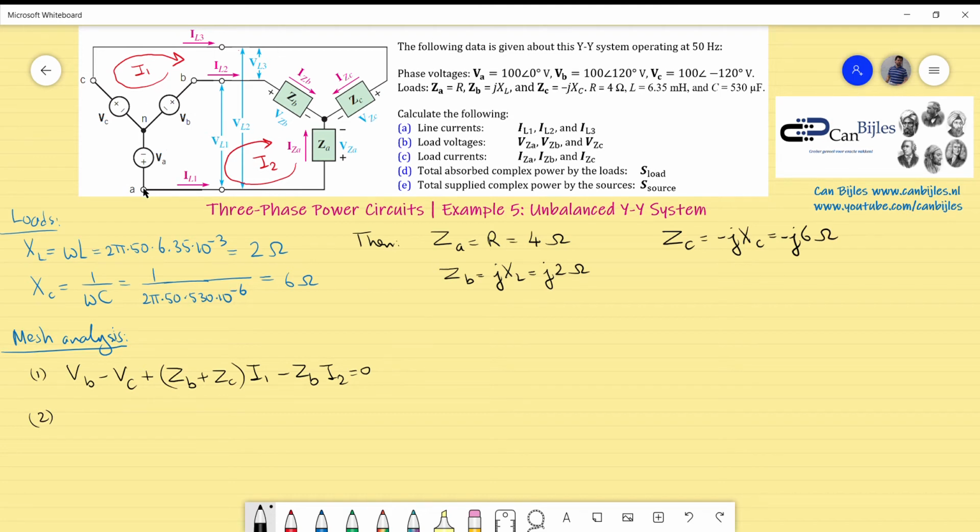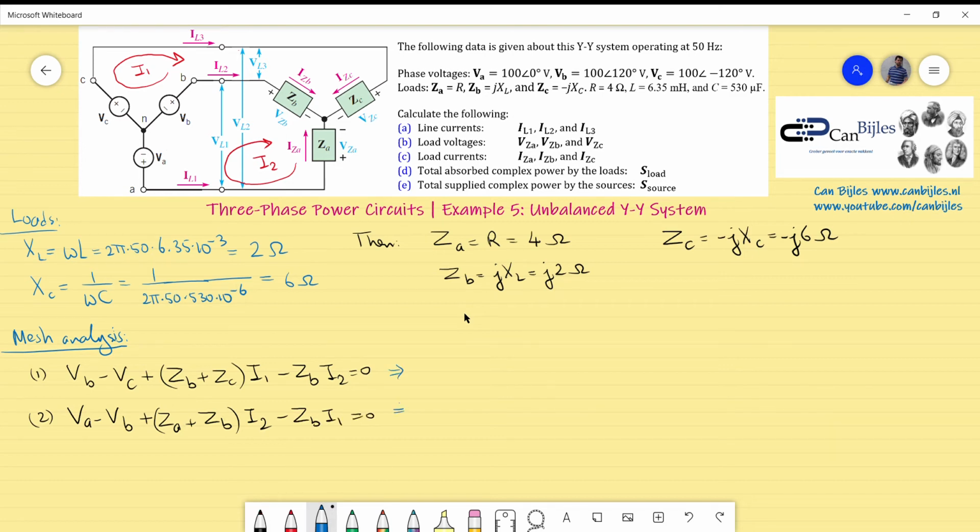For the second one, I will start at point A, and I will move again and end up at point A. Again, VA minus VB, and the summation of these two impedances times I2, because that's our orientation, and then minus ZB times I1, because in this case it is the opposite current. So what we have is VA minus VB plus ZA plus ZB times I2, minus ZB times I1, which is 0.